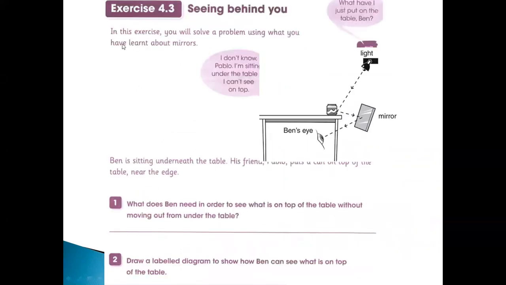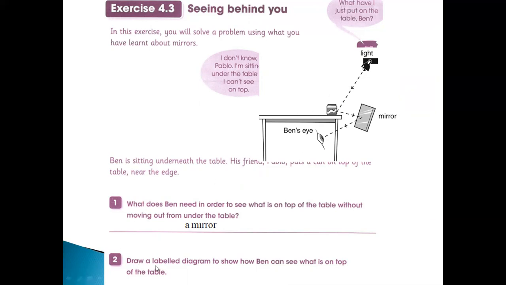Okay, 4.3. In this exercise you will solve the problem using what you have learned about mirrors. Ben is sitting under the table. His friend put a can on the top of the table near the edge. So how can he see this? What does Ben need to do in order to see what is on top of the table without moving out from under the table? So what can he use? He can use a mirror.